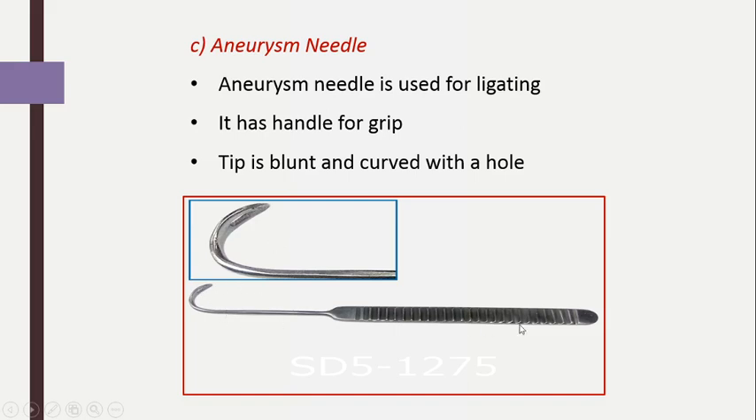You can see this is an aneurysm needle, which has a handle for the grip as well as a tip which is curved with a hole. You can see in this picture also, the tip is blunt and here is a hole. This aneurysm needle is used for ligating purposes to tie the blood vessels and tissues.